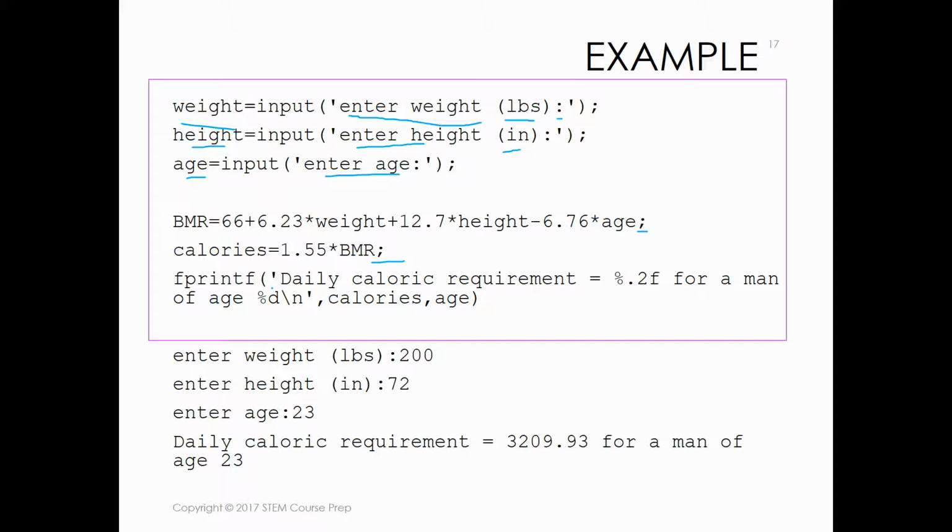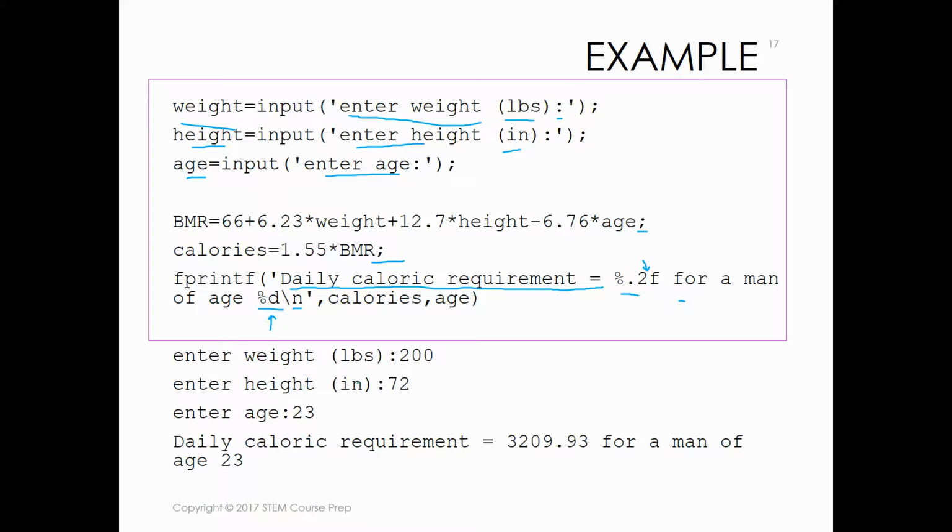All right. So finally we have our fprintf. So here's what gets displayed. It's going to state daily caloric requirement equals, gives us the number for a man of age, and then it puts in the age, right? And then we have the new line character, so that way the cursor moves to the next line. All right, so calories go first in this location, and then age goes right here. All right, and this is going to be floating point because we're multiplying by 1.55, and over here age is just going to be a whole number. So we use %d because that's an integer.